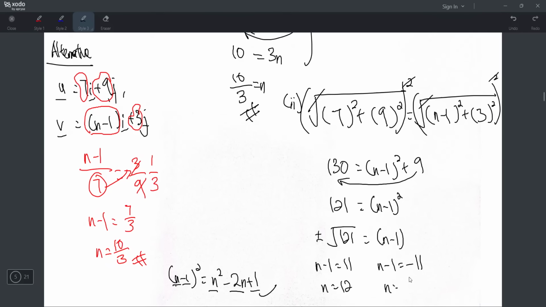And your n here becomes negative 11 plus 1, which is negative 10. So that is the two answers, right? And I want to mention, if you expand this, you will end up with this one, right? Your working will be different, but your answer will be the same as this.